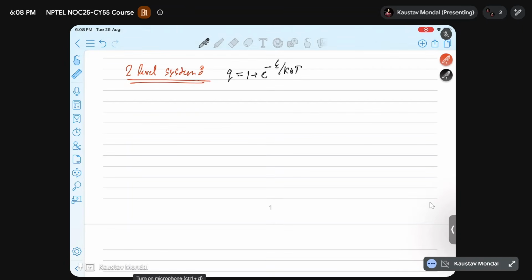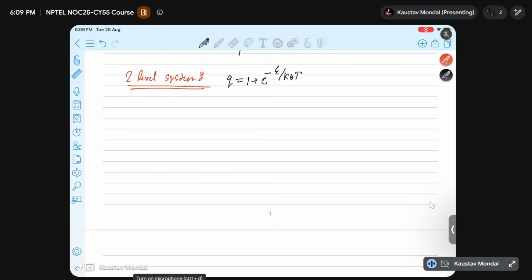Now, if you plot Q at different ranges of temperature, like T tends to 0 from the positive side, T tends to infinity, T tends to minus 0, and T tends to minus infinity, then for all four of these possible cases, the partition function Q for this particular two-level system looks like this.